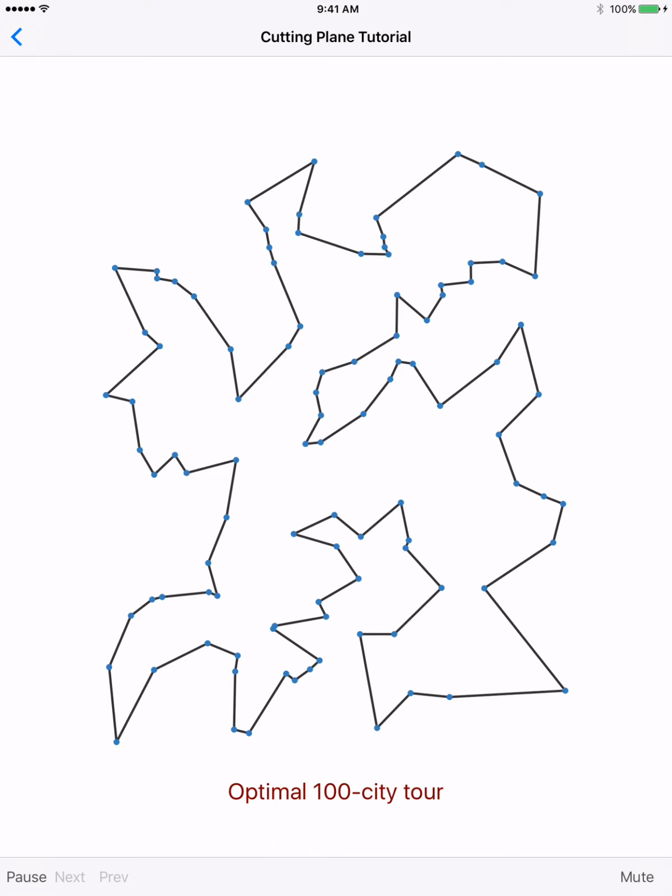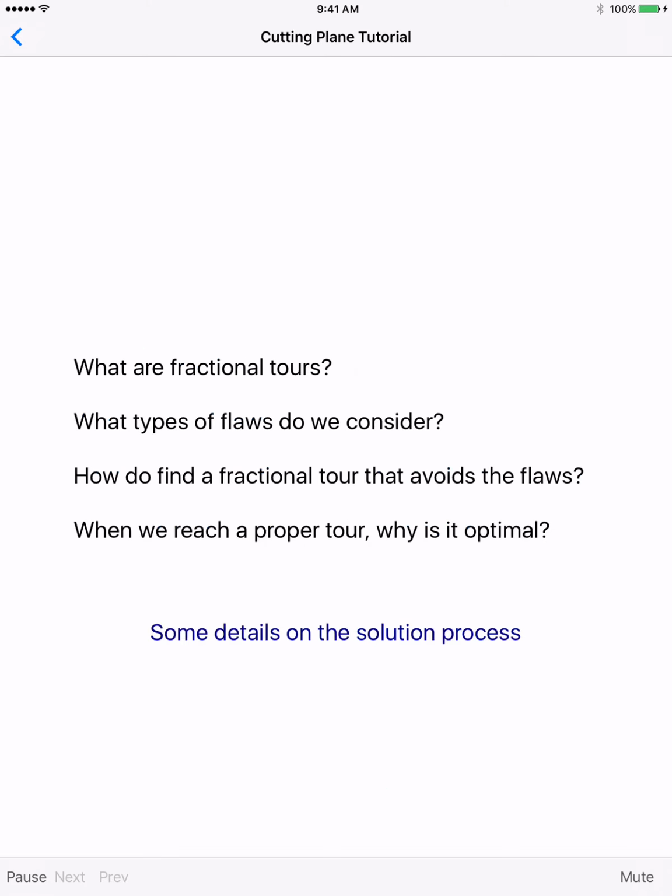But to understand the mathematics we will need to cover several important details. Just what do we mean by a fractional tour? What type of flaws will we look for? How do we adjust the fractional tour to avoid any flaws we find? And, most importantly, how do we know for sure that the final solution is the shortest possible tour?